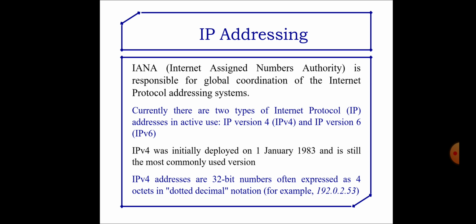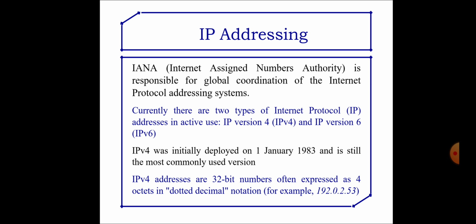The Internet Assigned Numbers Authority is responsible for global coordination of the Internet Protocol addressing system. Currently there are two types of internet protocol. First is IPv4 and another is IPv6, that is, IP version 4 and IP version 6. IPv4 was initially deployed on 1st January 1983 and it is still the most commonly used version. IPv4 addresses are 32-bit numbers often expressed as 4 octets in dotted decimal notation.